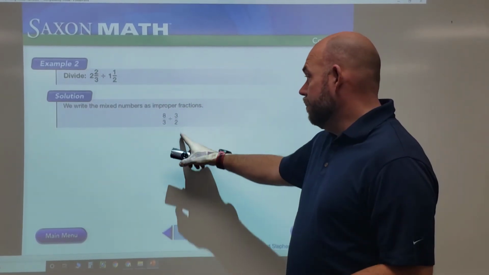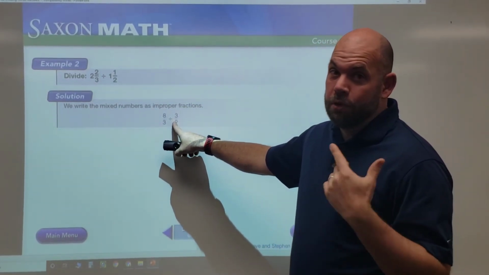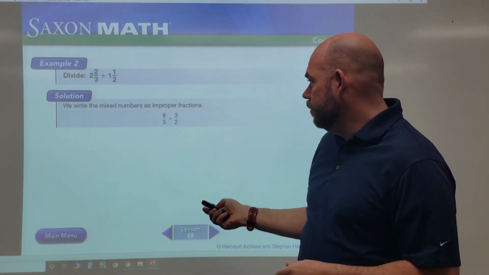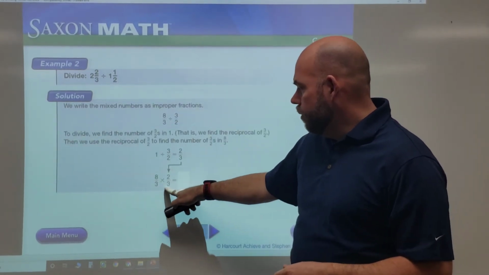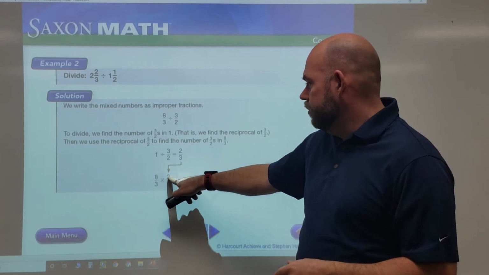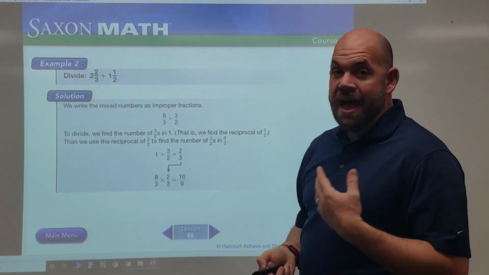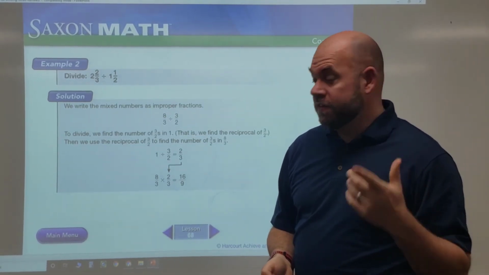Now remember, dividing by a fraction is the same as multiplying by its reciprocal. So let's just flip that upside down and multiply it by 2/3. Woohoo! So we have 8/3 times 2/3. 8 times 2 is 16. 3 times 3 is 9. So we get 16/9. That one we can change back to a mixed number.